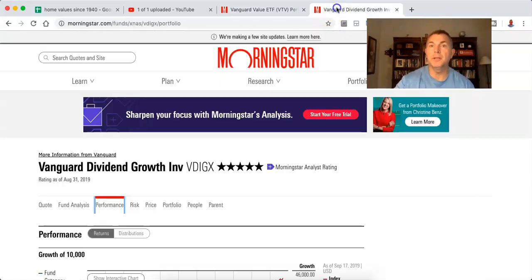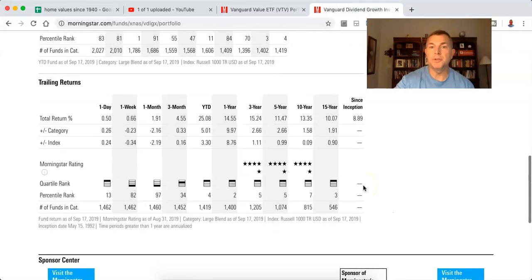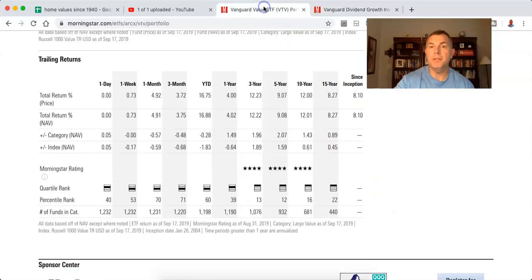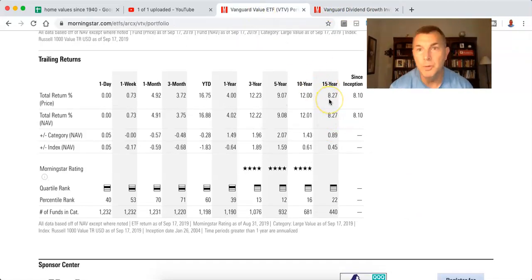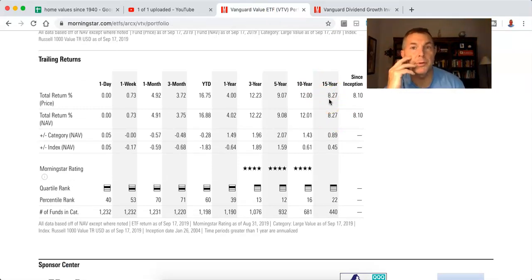All right, so we got, look at this. We got 10.07 over 15. Here's 8.27. So remember, 10% means this sucker doubled twice in this 15-year time. This did not. This doubled about once and a half, because the rule of 72 is if you get a 10% rate of return, you're doubling your money every 7 years.